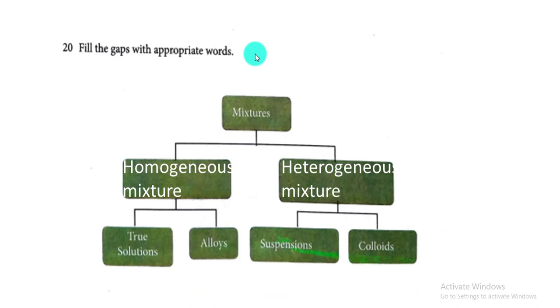Fill the gaps with appropriate words, mixtures. This answer you have to write, okay? Mixture is divided into homogeneous mixture and heterogeneous mixture. Homogeneous mixture is in turn separated into two categories: one is true solution, the other one is alloys. Heterogeneous mixtures can be separated into two categories: one is suspension and the other one is colloids.